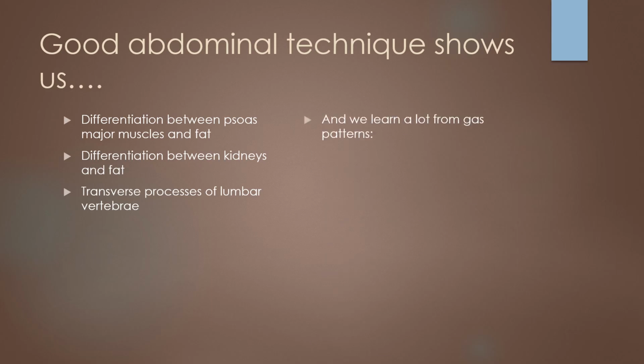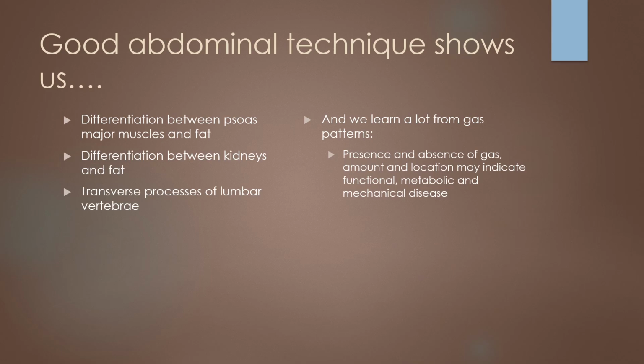We also learn a lot from gas patterns. So you do not want to overexpose or underexpose so that you can't see gas patterns. The presence or absence of gas and its location can indicate functional, metabolic, and mechanical diseases. A gas pattern can lead you right into a bowel obstruction. The absence of any gas could lead you to constipation. If you have a lot of gas where you shouldn't have gas, maybe you've had a perforation or an infection. So being able to identify and use appropriate techniques to demonstrate gas is really important.